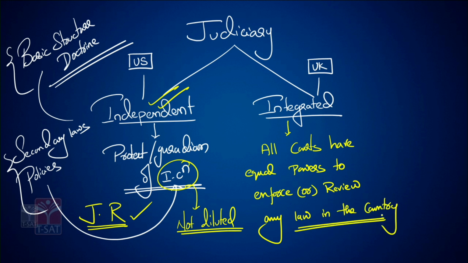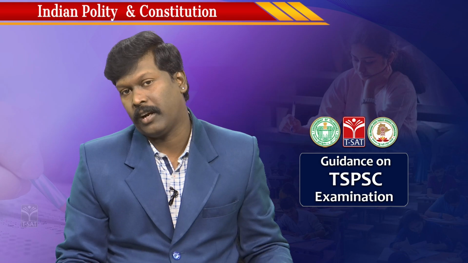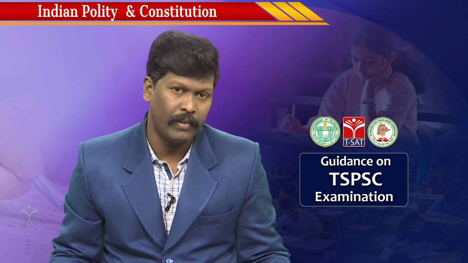In India, all the courts have equal power to enforce and review any law in the country. We have a hierarchy of the judiciary. What is that hierarchy? We have the Supreme Court, high courts, and subordinate courts. All the courts in India have equal power to enforce all the laws in the country and review all the laws in the country. That is called your integrated judicial system.